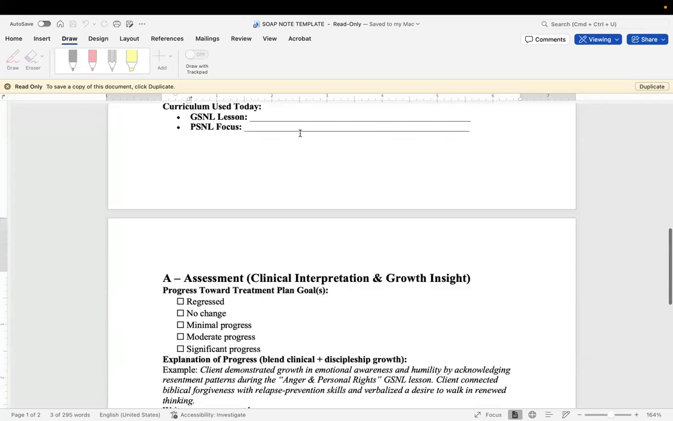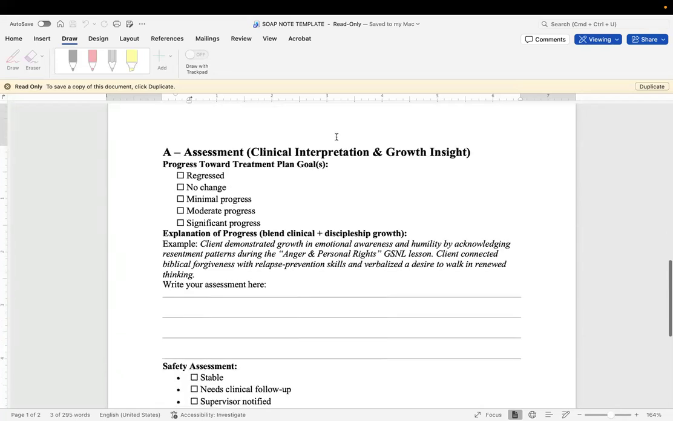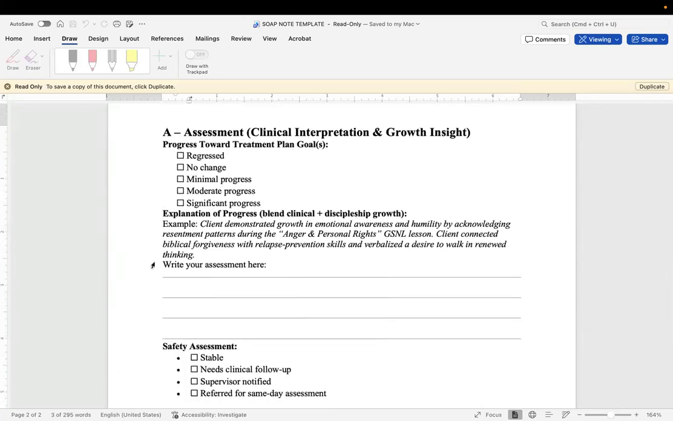Then what was my GSNL lesson? What was my PSNL focus? Assessment, this is where you, again, this A is what's probably going to take you the longest. It's probably going to take you a couple of minutes. Just think back, okay, how is Kate today compared to how she's normally? Not how is she compared to Johnny or Jane or Jimmy or whoever. How is she compared to how she normally is? And articulate that.